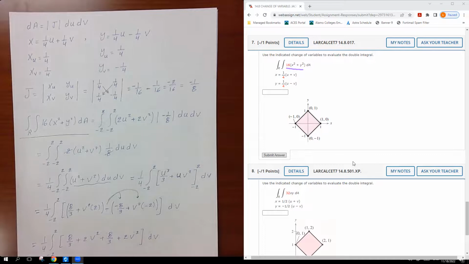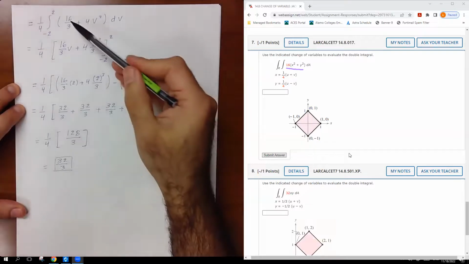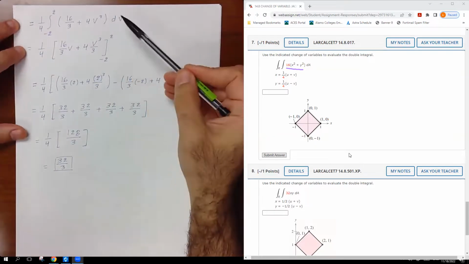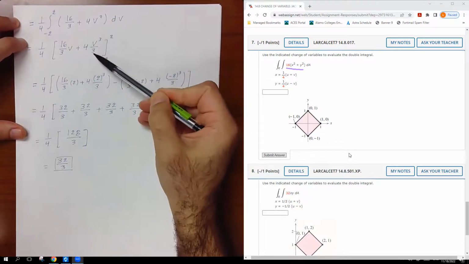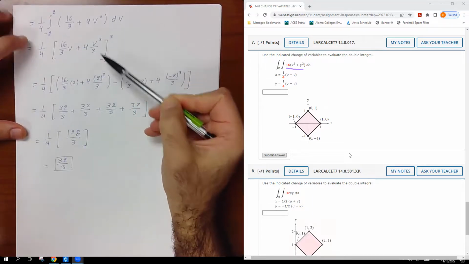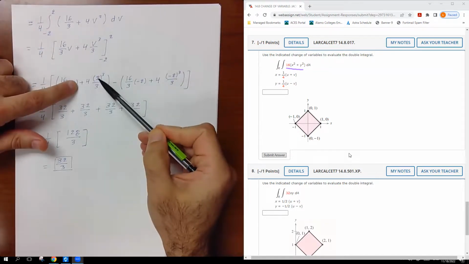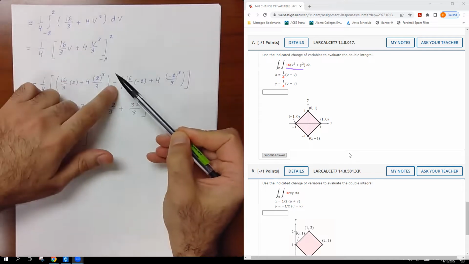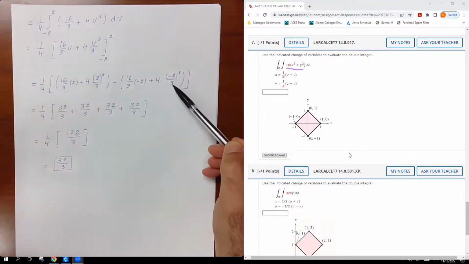This is our next step. So the next step, 16/3 plus 4v squared. We're going to find the integral with respect to v. So 16/3 v plus 4 v cubed over 3, from -2 to 2. Plug in 2 here, 16/3 times 2 plus 4 times 2 cubed over 3, minus, plug in -2, 16/3 times -2 plus 4 times -2 cubed over 3.